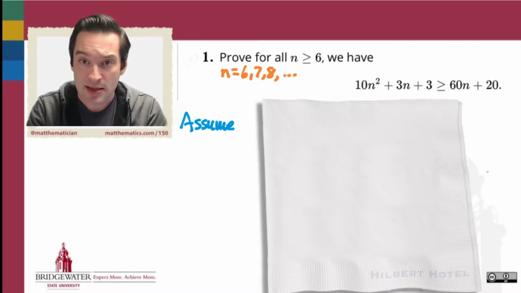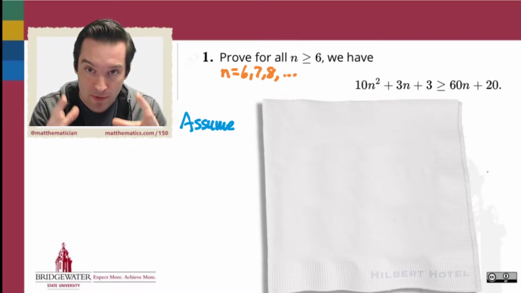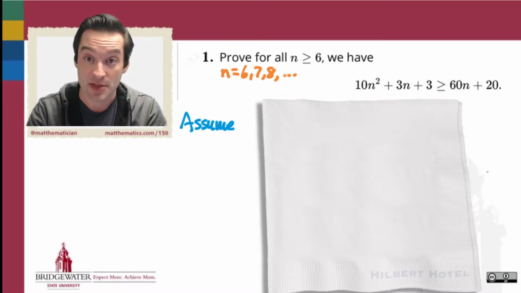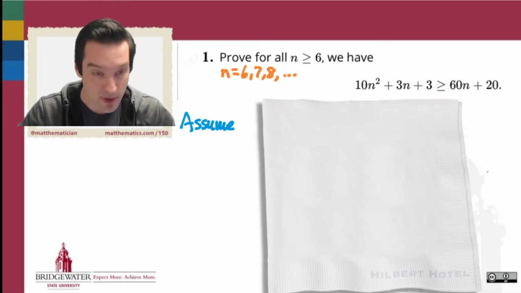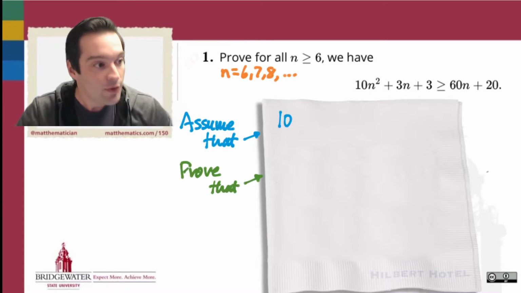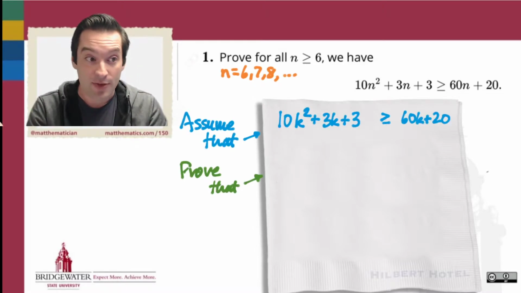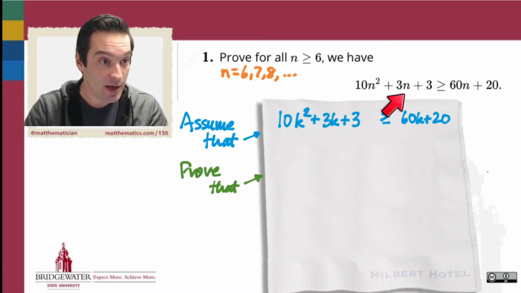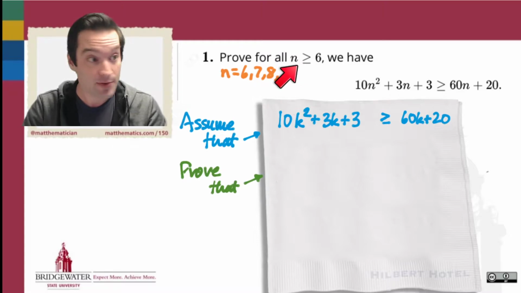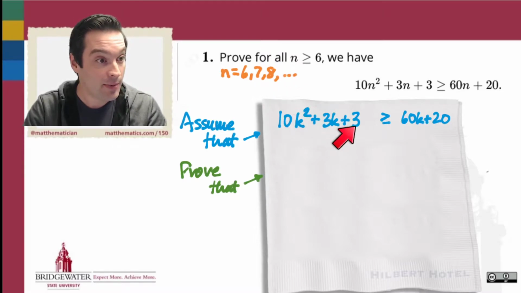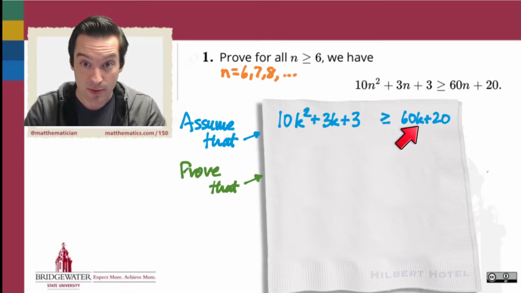And as I did in our last class, I want to start these proofs so that we can focus the most attention on the inductive steps. And we'll do the base cases as afterthoughts, remembering that both of those need to be included in a polished proof. So for the inductive step, we have an inductive hypothesis to take. We're going to assume that this inequality is satisfied for some arbitrary k greater than or equal to 6. All right, so assume 10k squared plus 3k plus 3 is greater than or equal to 60k plus 20.